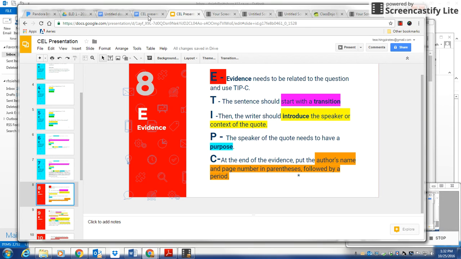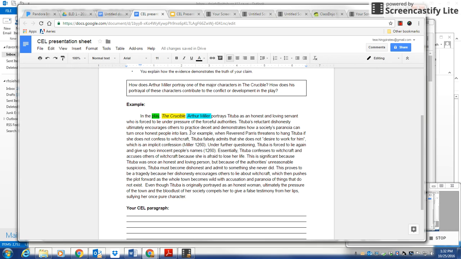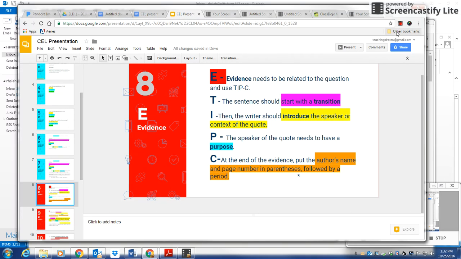Go ahead and look in your notes and highlight or mark all the elements, TIPC, in the part that I've highlighted here, from "for example" to 1260. Go ahead and do that now.